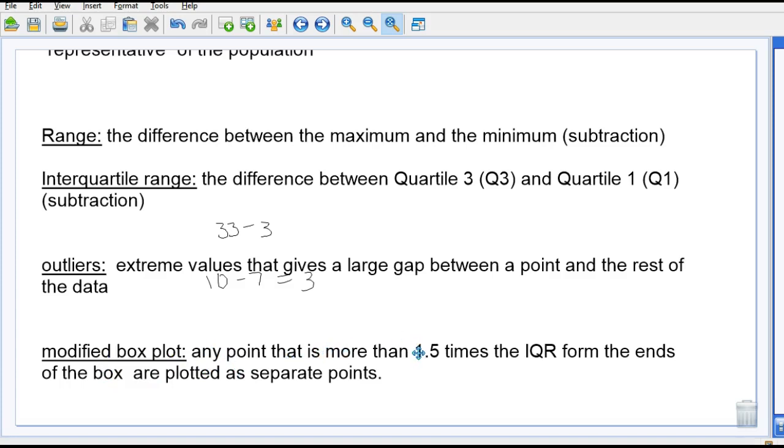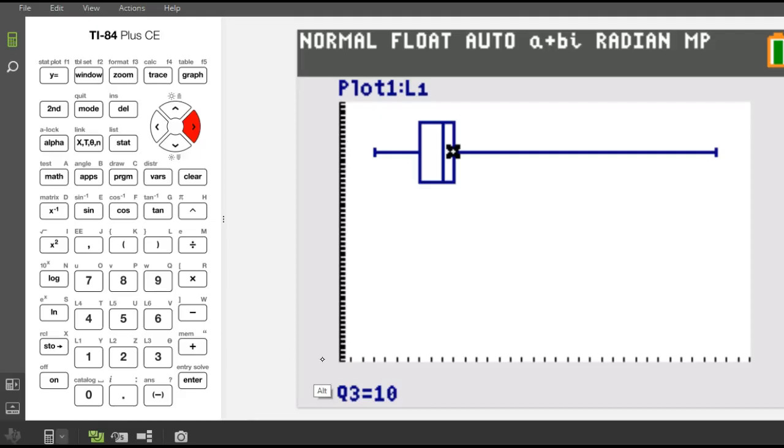Okay, and then we have the last term, modified box plot. Any point that is more than 1.5 times the interquartile range from the ends of the box is plotted as a separate point. And actually our graphing calculator has that already built in. So we're going to make a modified box plot right now with our graphing calculator.